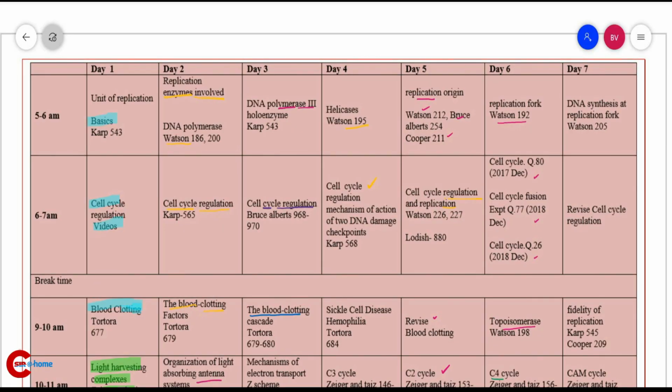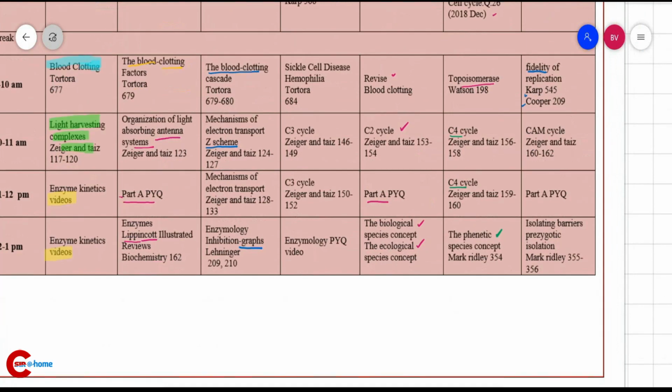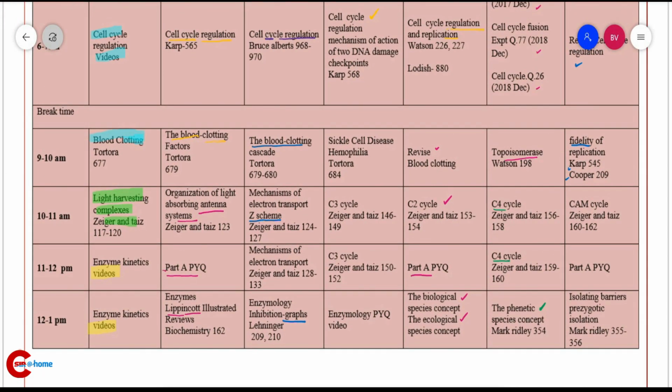DNA synthesis and replication from Watson. Then 6 to 7 a.m., revise cell cycle regulation. Then 9 to 10 a.m., fidelity of replication from Karp and Cooper. Then 10 to 11 a.m., CAM cycle. Then 11 to 12 p.m., part A previous year questions.